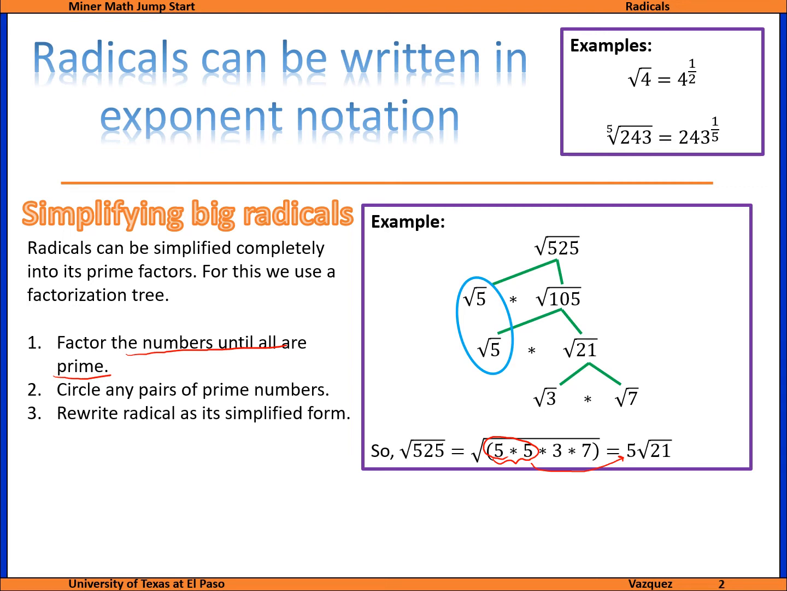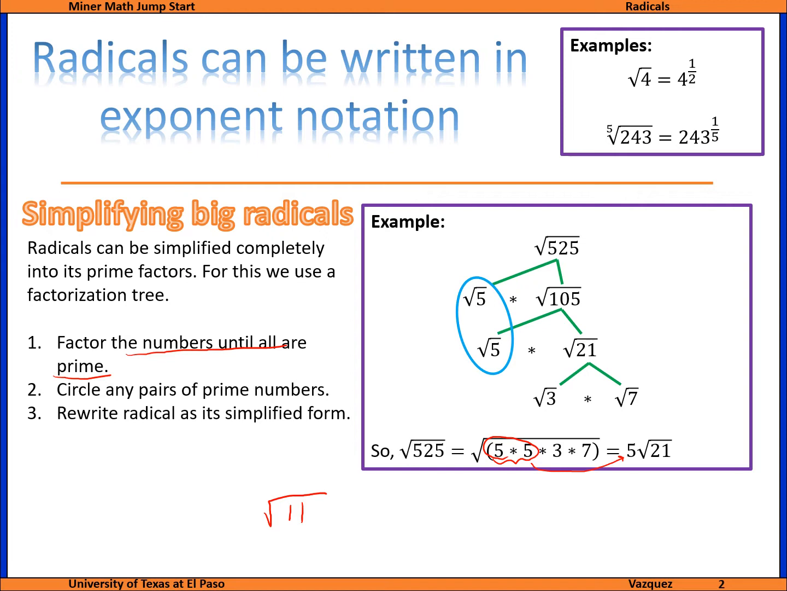Now, if we start off with, say, a prime number, let's say, I don't know, 11, square root of 11. That cannot be simplified. The reason is 11 is already prime, so we have no tree. It just stops there.